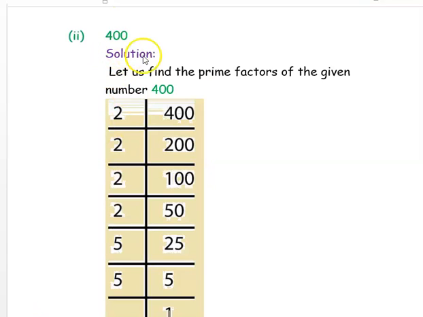Our next number is 400. Now we'll do the prime factorization for the number 400. Since it's an even number, we can start dividing it by 2. Dividing by 2, you'll get 200. Further divide by 2, you'll get 100, then 50, then 25. 25 cannot be divided by 2, 3 or 4, so we divide it by 5. 5 times 5 is 25, and dividing by 5 again gives 1. So these are the prime factors of 400.